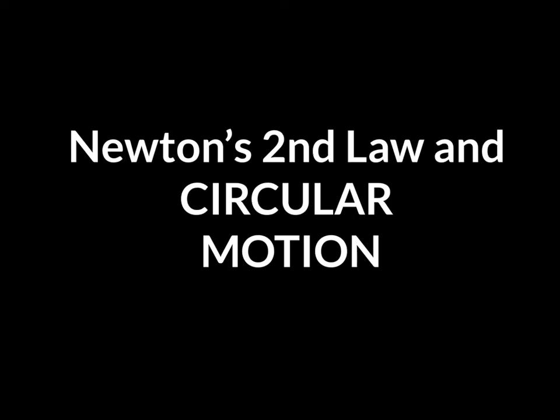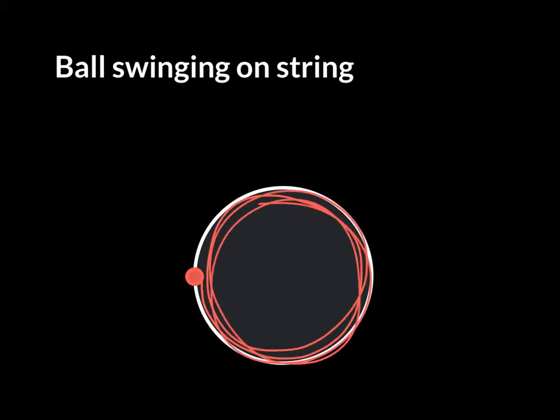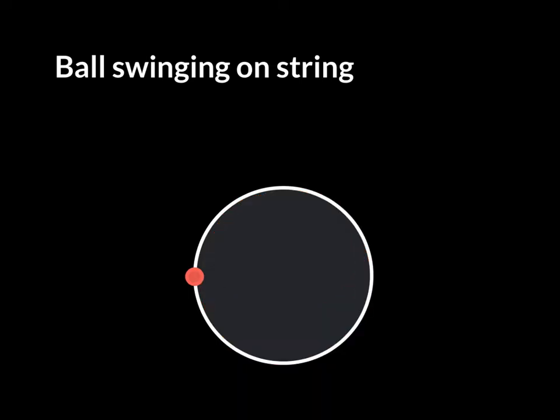Let's take a moment to talk about Newton's second law and how it's going to apply to circular motion. Let's pretend you've got a ball in a circular track, going round and round in a circle. What happens if you cut that circular track? We'll cut it right here.